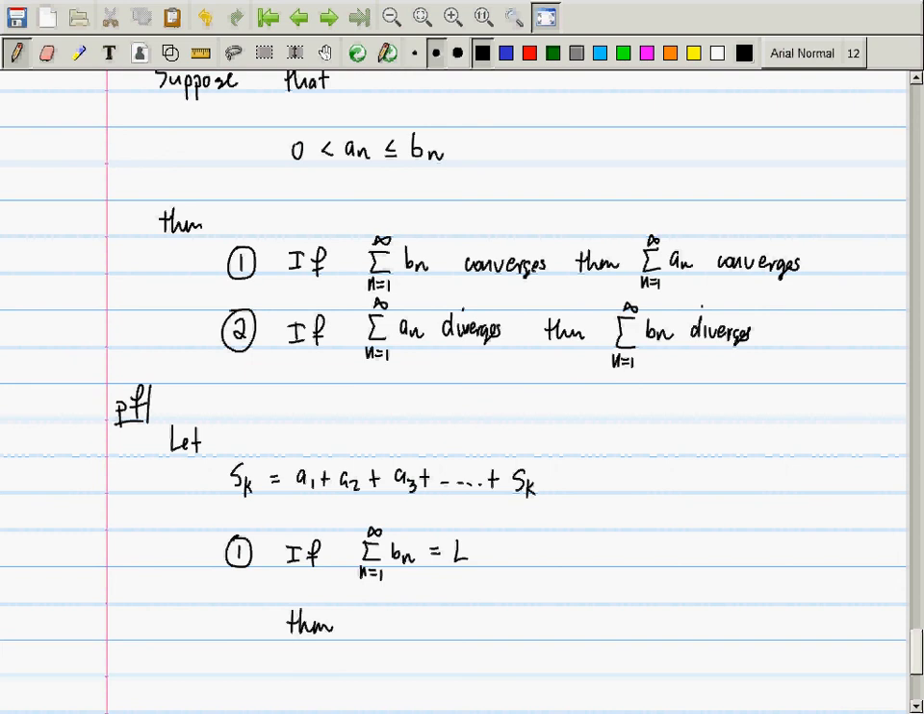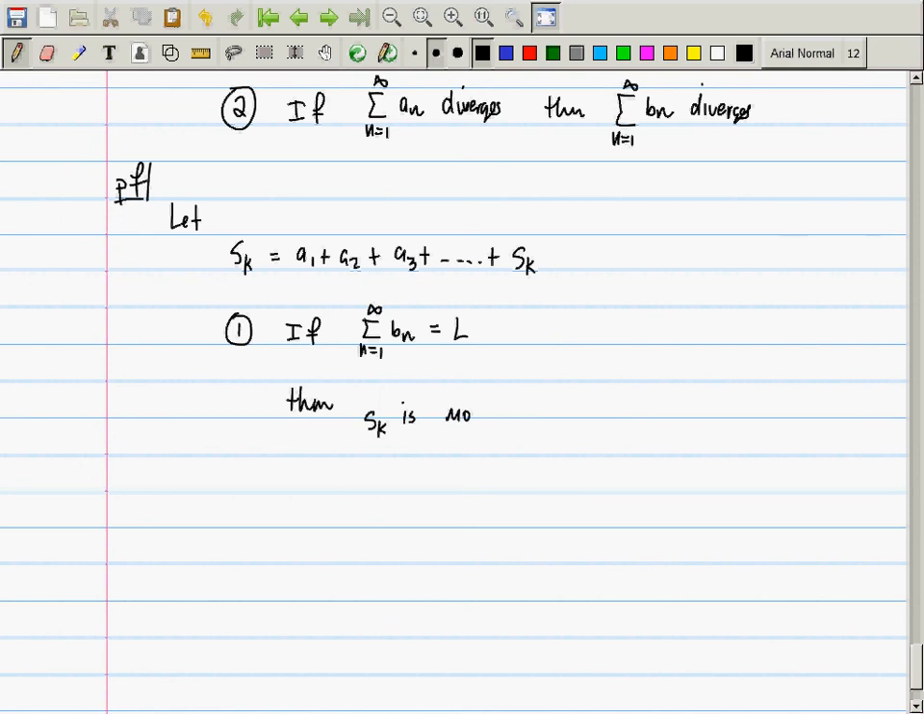Then there are two properties. First, Sk is monotone increasing, because it is an increasing sequence because of this: Sk plus 1 is the previous Sk plus Ak plus 1, and Ak plus 1 is positive. And Sk is bounded by L. So if the sequence of partial sums for the little series is monotone and bounded, then what must be true about that sequence? It must converge, and therefore the series must converge. So this implies that Sk converges, which implies that the series from n is 1 to infinity of an converges.